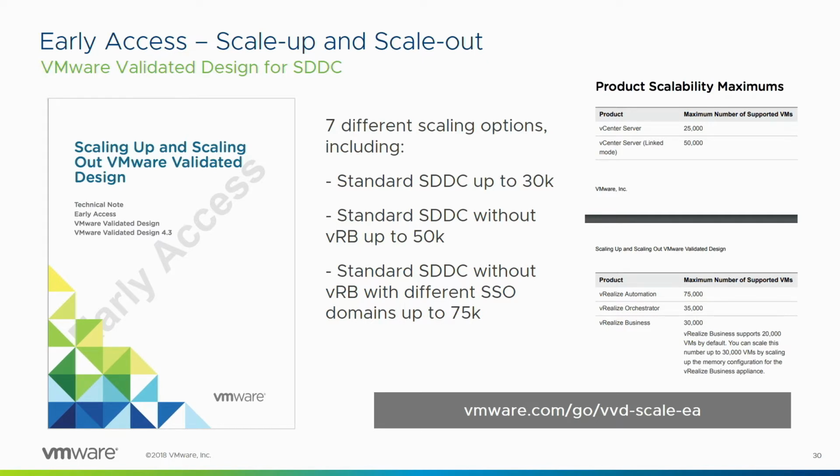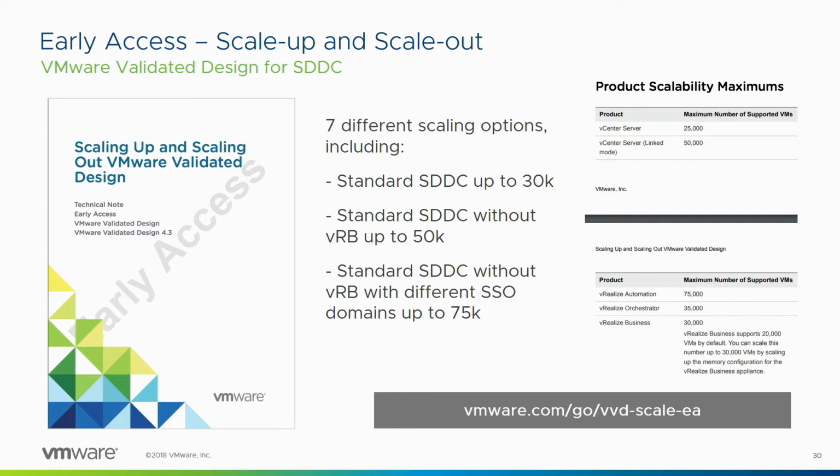I said earlier we test every single VVD release up to 10,000 VMs. Very rigorous, stressed testing. But we want to start looking at how you would use a VVD in an even larger environment. What are the changes that you would need to make it fit that model? Because there are various components that we use within the VVD, and you'll have seen the maximum configuration guides for many of the products. Those things in combination will often limit what you can actually do with it.